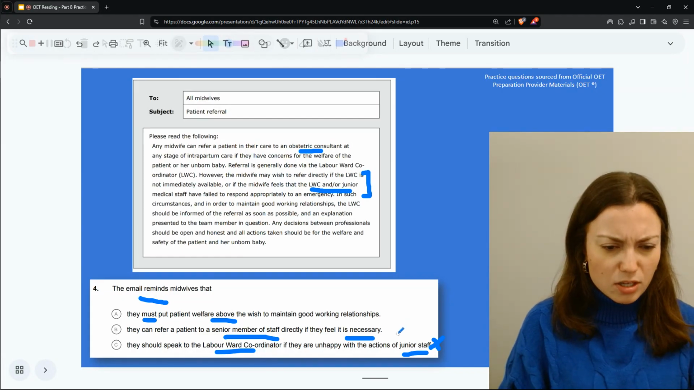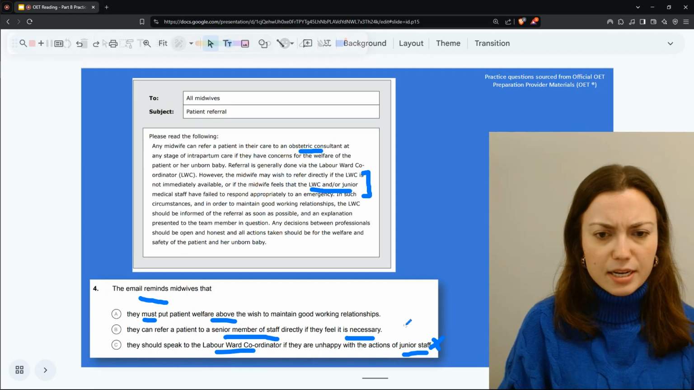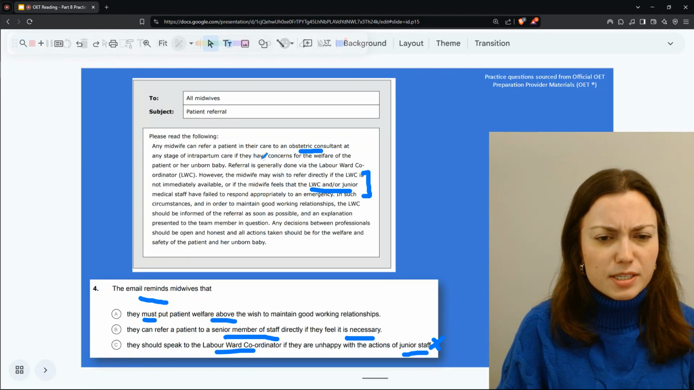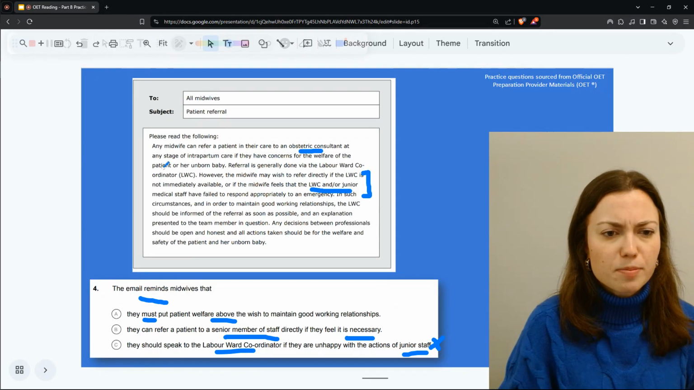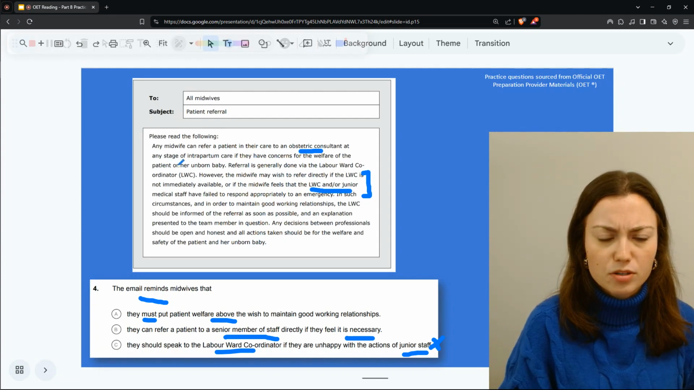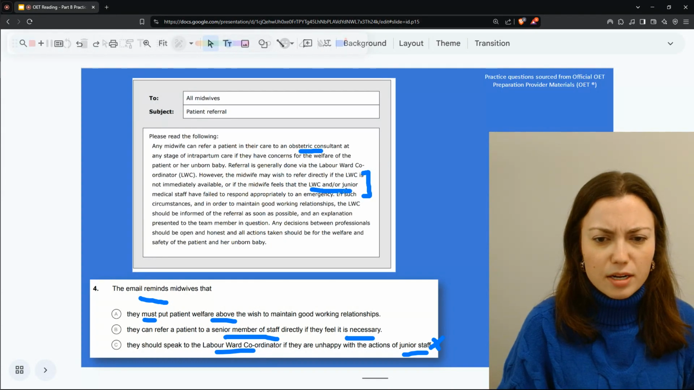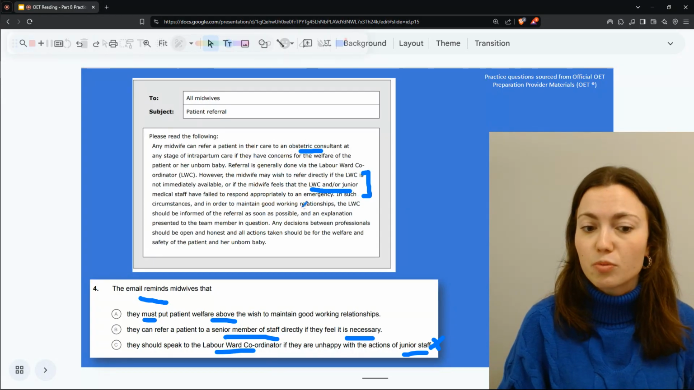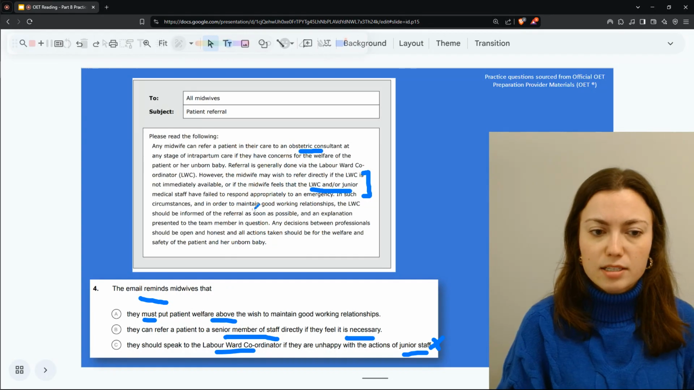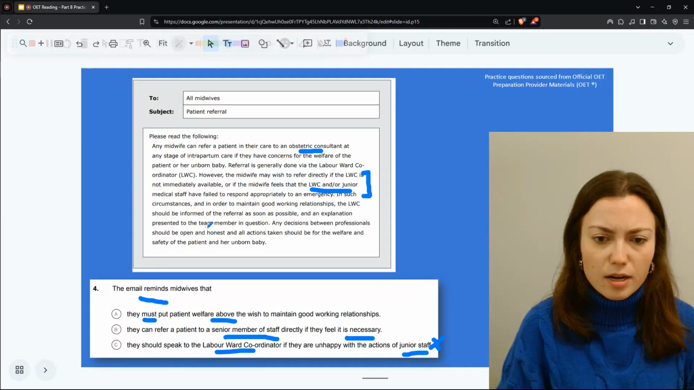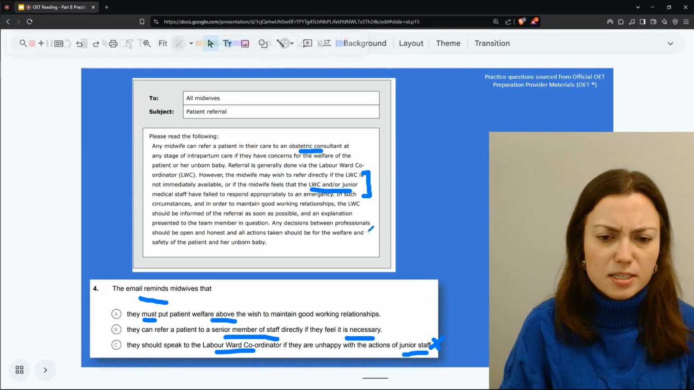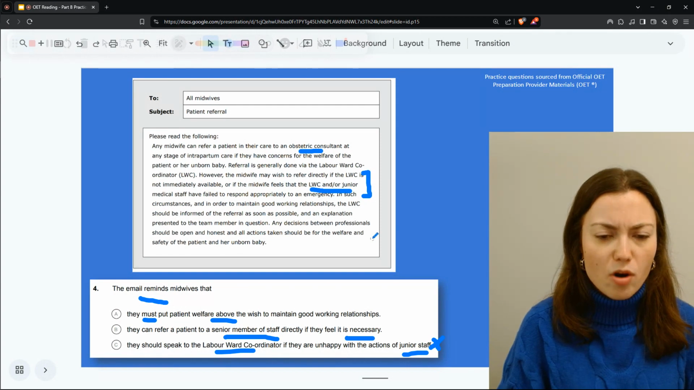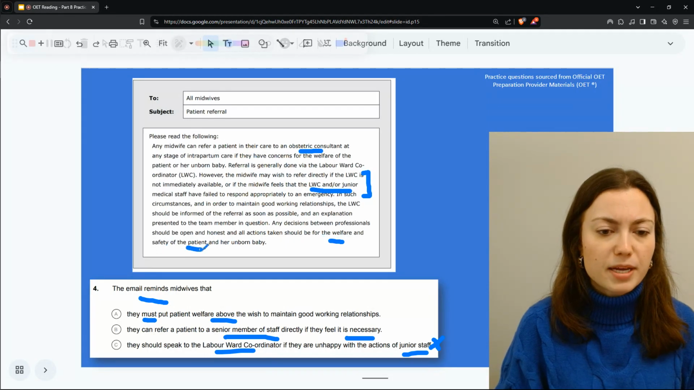So let's see, where is it talking about the patient welfare and maintaining good working relationships? So there is a bit of mention here, concern for the welfare of the patient. So if they have concerns. And then a little bit later on, after this section, in such circumstances, and in order to maintain good working relationships, the LWC should be informed. And then we have at the very bottom, any decisions between professionals should be open and honest, and all actions taken should be for the welfare and safety of the patient and her unborn baby.